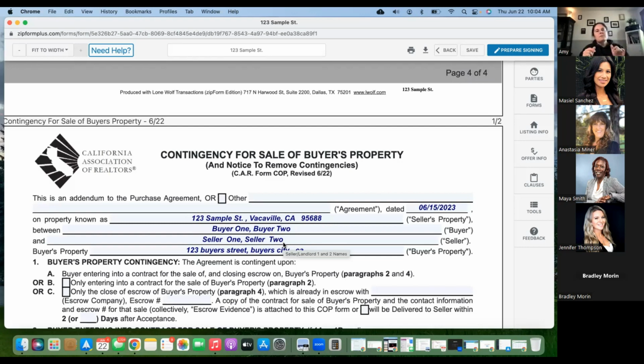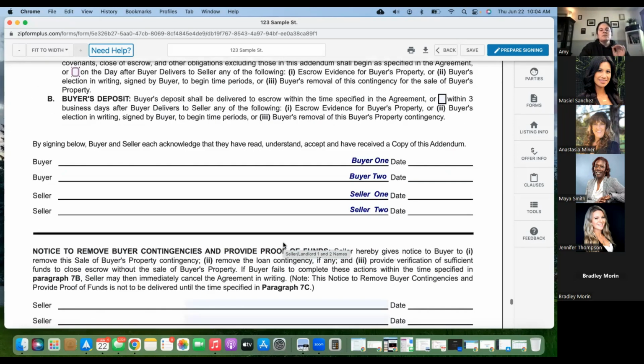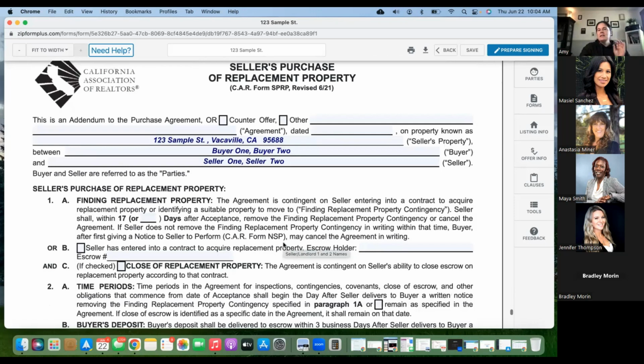I'll look at what we're supposed to be covering next week, but we will definitely roll the seller's purchase of replacement property into next week. So we'll be covering that next Thursday, and then we'll see what other forms we can get through that were scheduled. Otherwise, we'll just keep delaying them a little bit further.